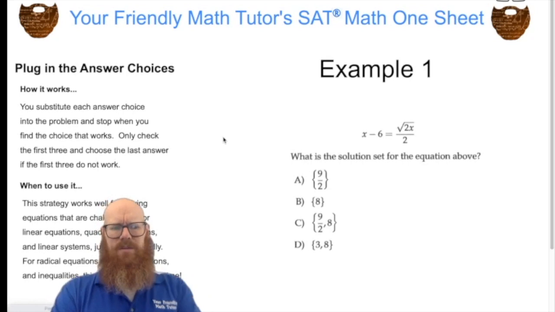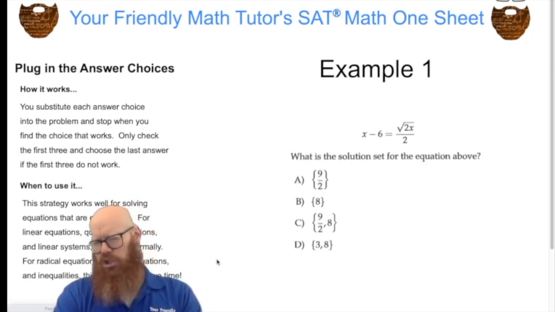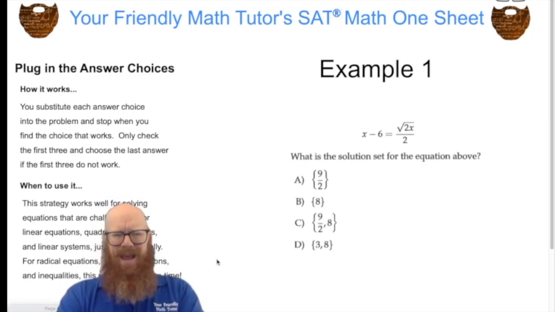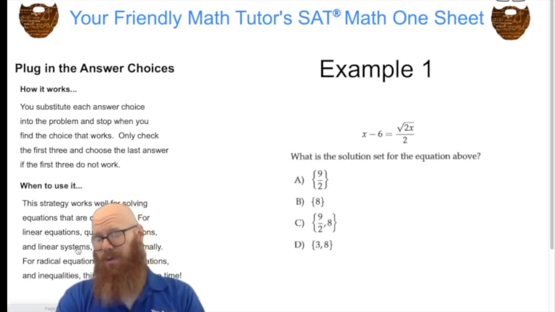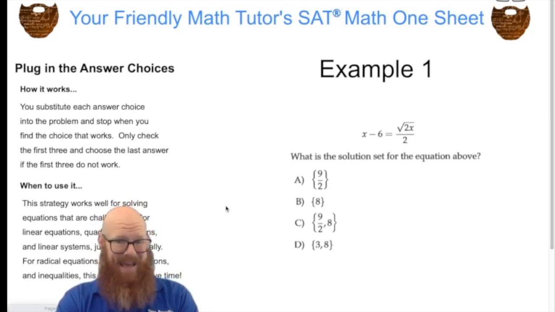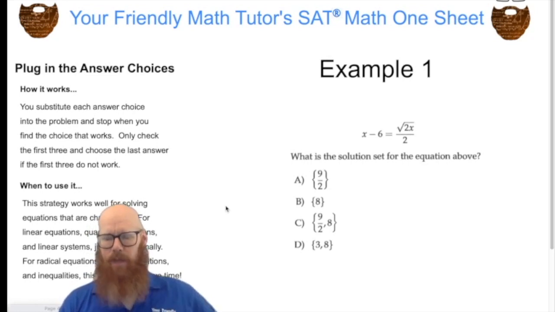A couple of different ways. We can use this for solving any equations that have numerical answer choices, because we can just plug the answers into the equation. It depends on the type of problem. Typically for linear equations, quadratic equations, and systems, you might want to just solve it normally because that might be quicker. And for radical equations, rational equations, and inequalities, this strategy can save time. The key to all the strategies that we talk about today is that there is no set way that's better. It depends on your personal preference.